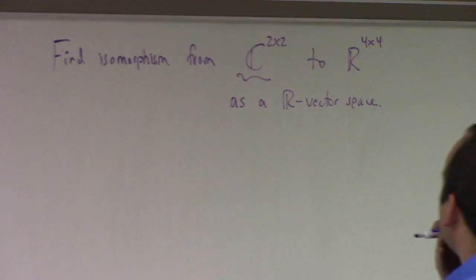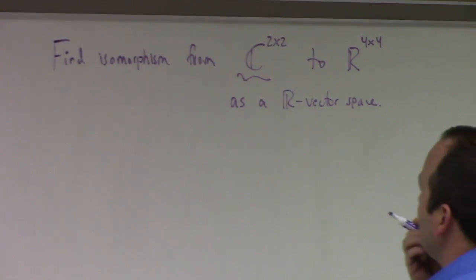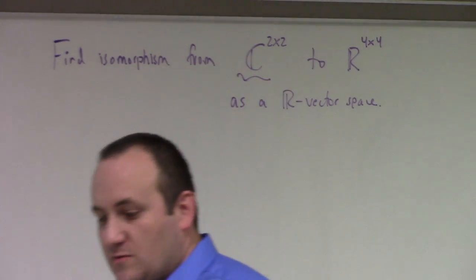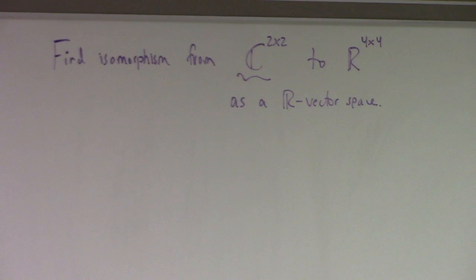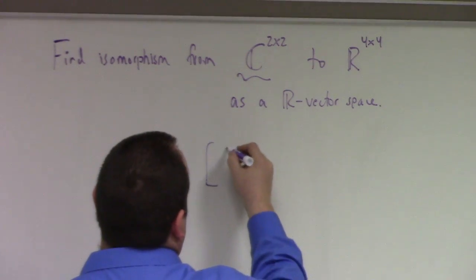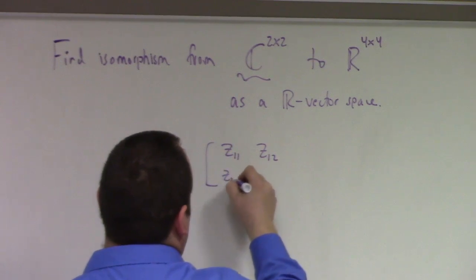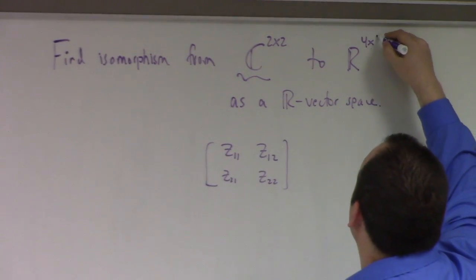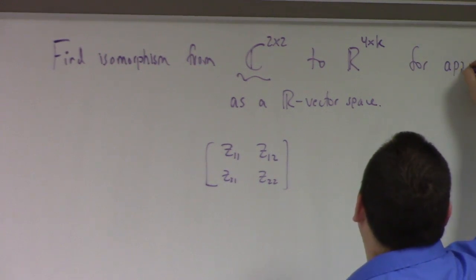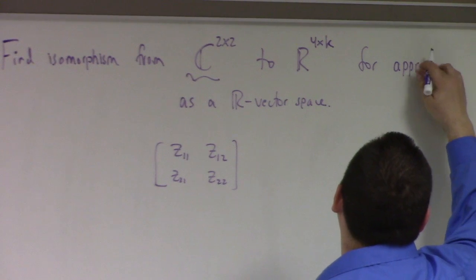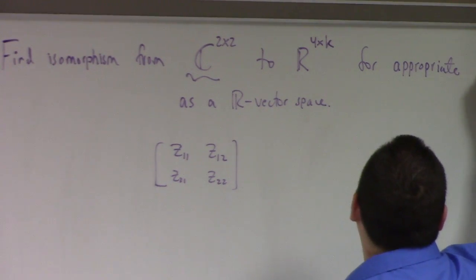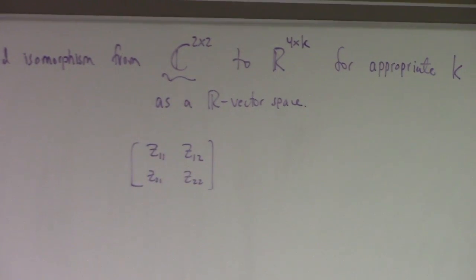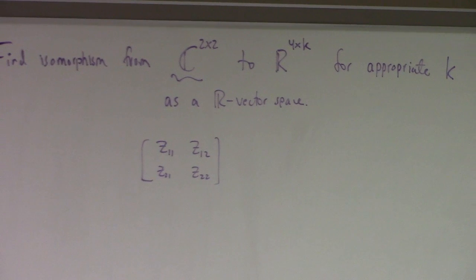I'm not sure this even makes sense. Let's see if my problem even makes sense. What's the dimension of C 2 by 2 as a real vector space? Would it be 8? Yeah, because you've got Z11, Z12, Z21, Z22. If I'm smarter when I'm making my test, I'll do something like this, as to not have to throw out a problem. What would the appropriate K be then? I think Jess is right. I think it's 8-dimensional because each one of those Z's has 2 real parameters in it, the real and imaginary parts.